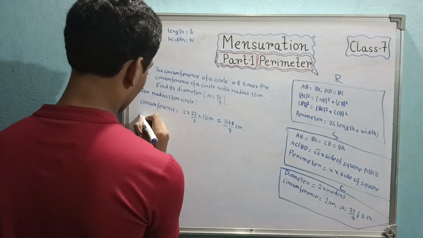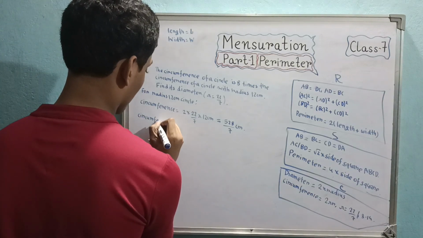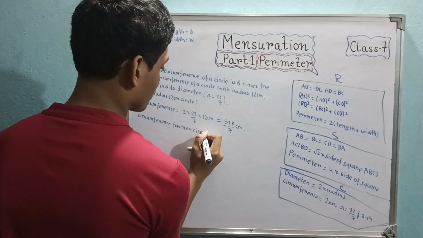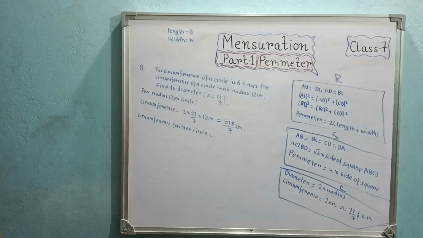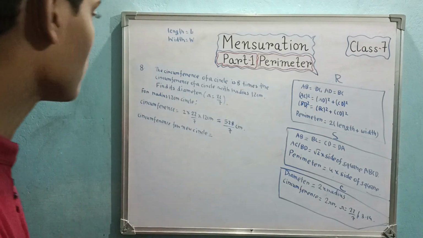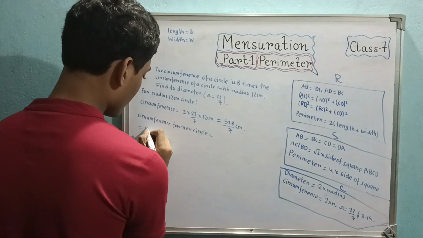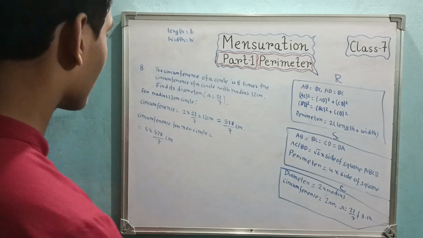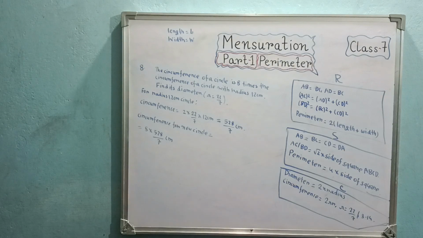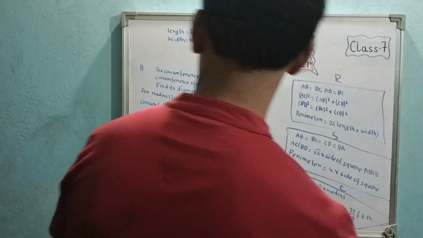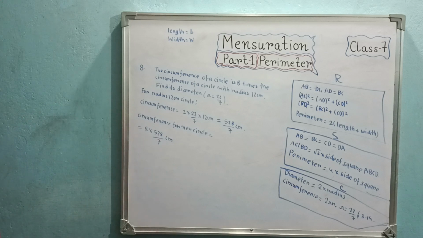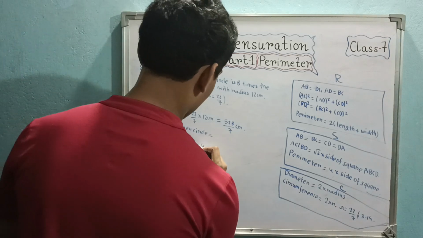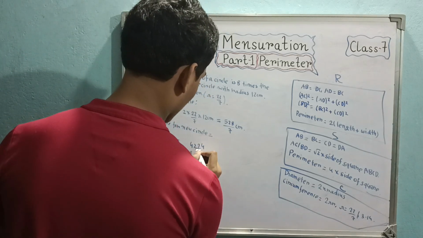Now, circumference for the new circle is equal to 8 times the circumference of this circle. This will be equal to 8 into 528 by 7 centimeter. Alright. So then 8 into 528, let's calculate it. 4224 by 7 centimeter.